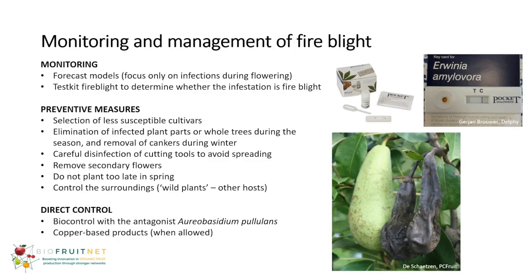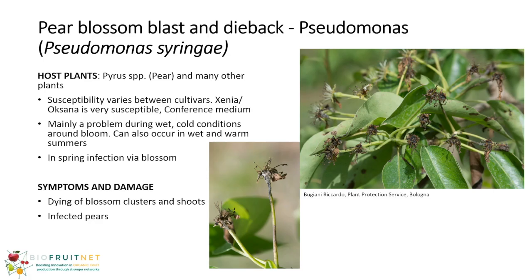Control the surroundings, wild plants or other hosts, whether fireblight is there. Direct control can be done with the antagonist Aureobasidium pullulans, which is in Blossom Protect, or with copper-based products when allowed. Pear blossom blast and dieback is an important disease in pear.